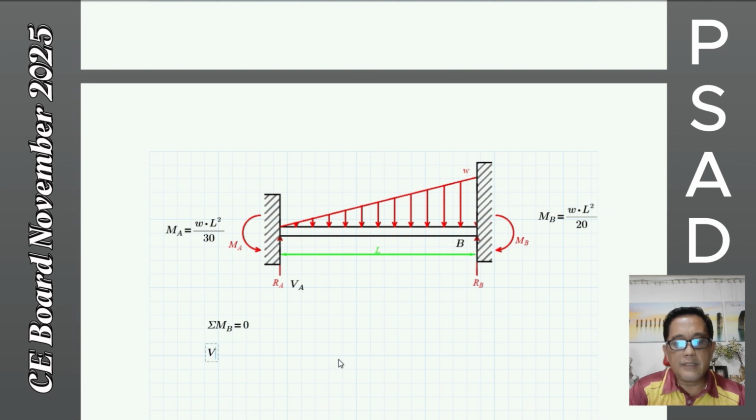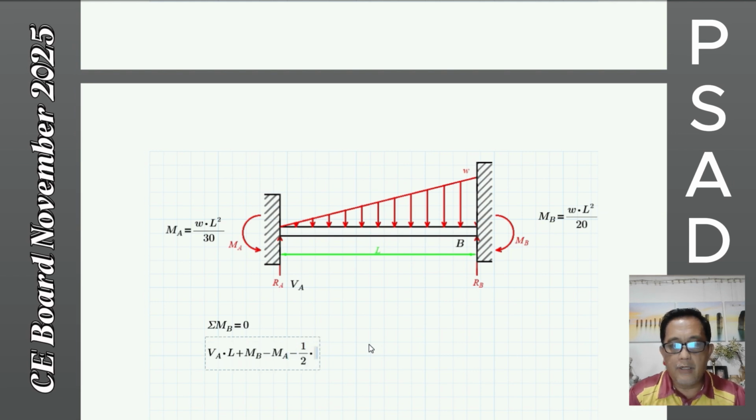So that's V sub A times L. The moment arm is L, this one. So that's positive because it's clockwise. Another clockwise moment is MB, so plus M sub B. Then the rest are now counterclockwise. Let's start with MA. MA is counterclockwise, so minus M sub A. And the load is also counterclockwise. Minus 1/2 of W times L times the moment arm L over 3 equals 0.